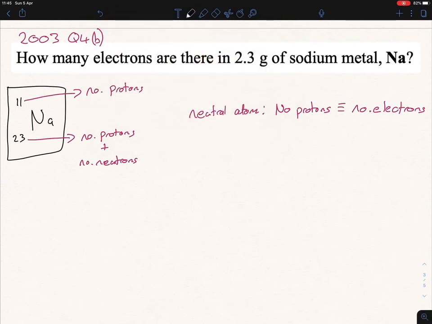Are we done? Well, we're not, because when we've been doing these subatomic equations before, we've been dealing with one atom. But in this case, we're asked to find out how many electrons are present in 2.3 grams of sodium. Well, we can assume that there's going to be more than one atom. So we have to use another formula. We have to find out how many atoms are present in 2.3 grams.